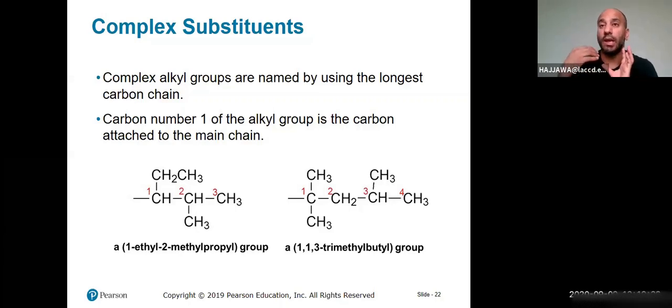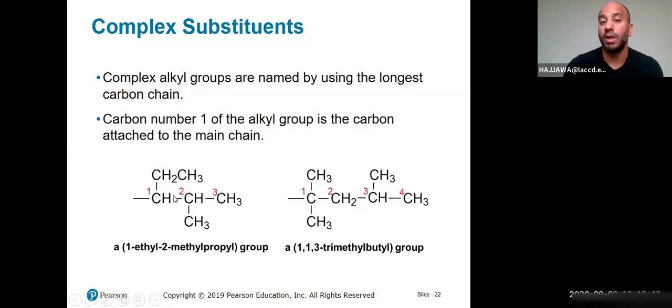The branch will be numbered by finding the longest chain of carbons, like in this one. So let's assume that this whole thing is attached to a 10 carbon chain. Whatever comes off the 10 carbon chain will be numbered 1, and then you're going to have to look for the longest chain of carbons, finding that longest chain with the most branches possible. So what do I have here? Carbon number 1 has an ethyl, carbon number 2 has a methyl. So this whole substituent will be named 1-ethyl 2-methyl propyl. And the propyl group is the main substituent coming off that longest chain of carbons.